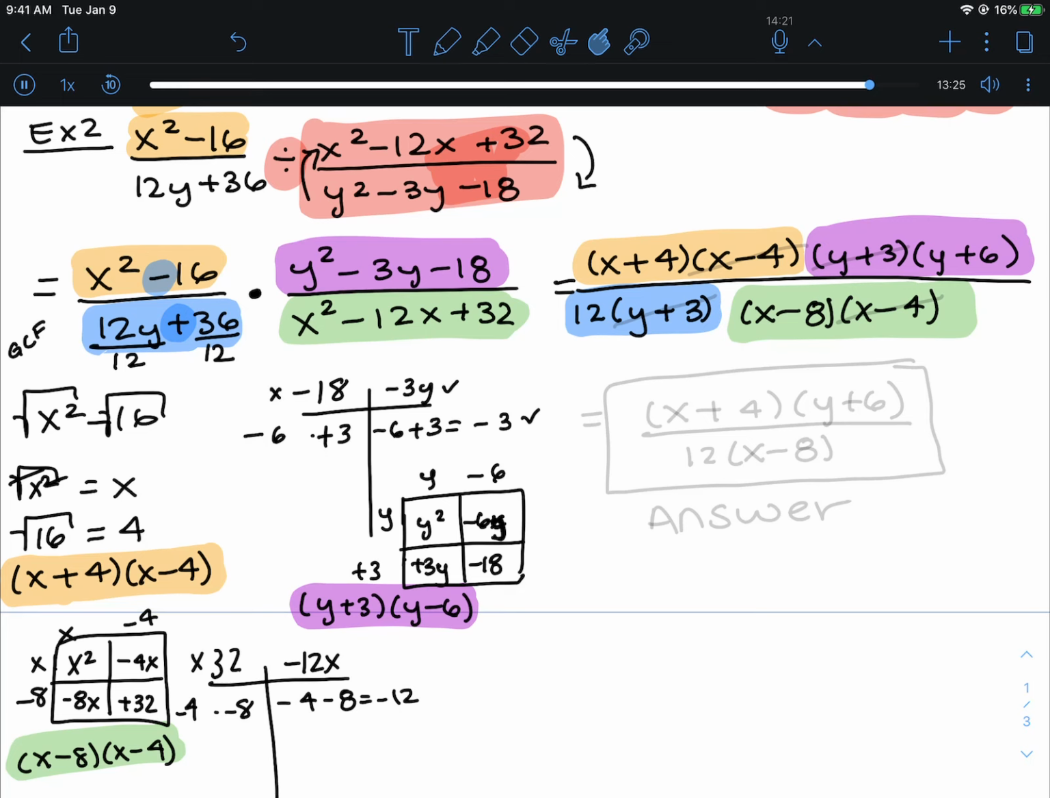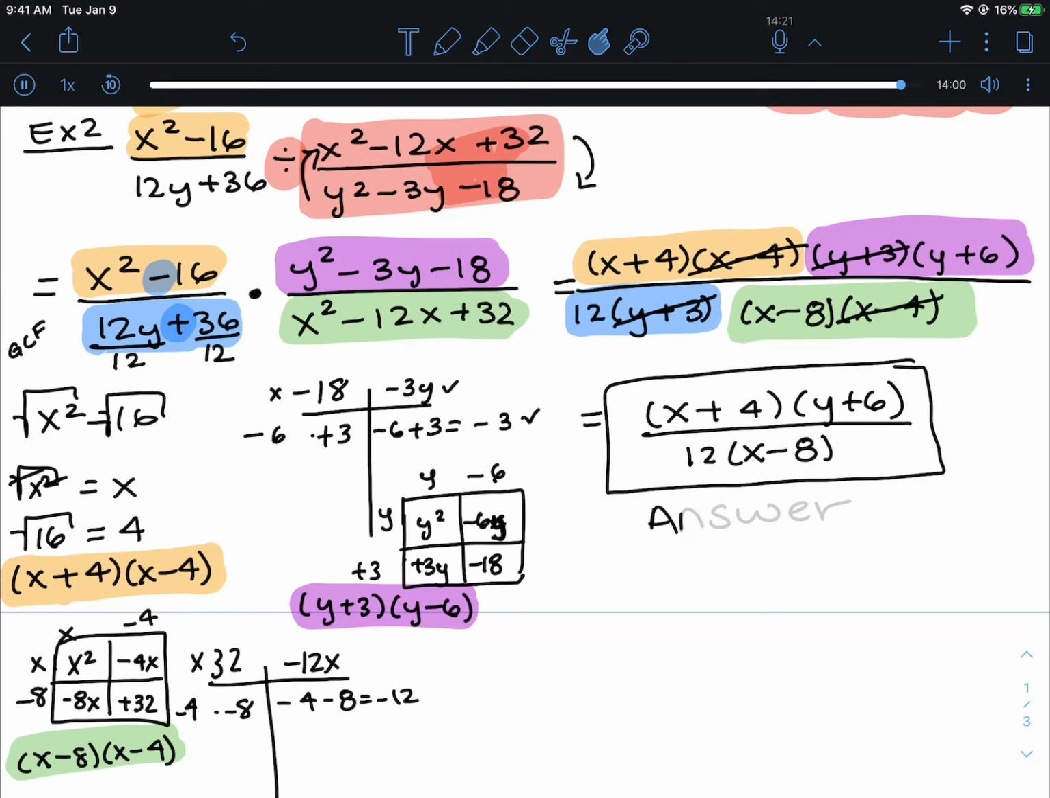Okay, so now all we do is look for the common factors, so that we can go ahead and simplify this. So I see that I have an x minus 4, y plus 3, y plus 3. And it seems to be that that's it. So I'm going to get x plus 4 times y plus 6 divided by 12 times x minus 8. Now you may ask, Miss, do I have to go ahead and FOIL this to get the final answer? No, leaving it like that is more than enough, and that right there will be your simplified answer.